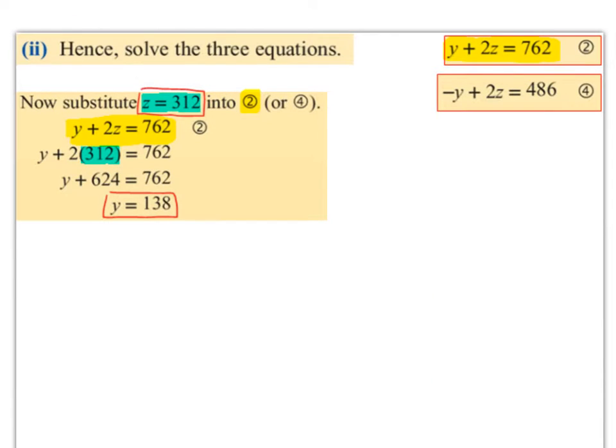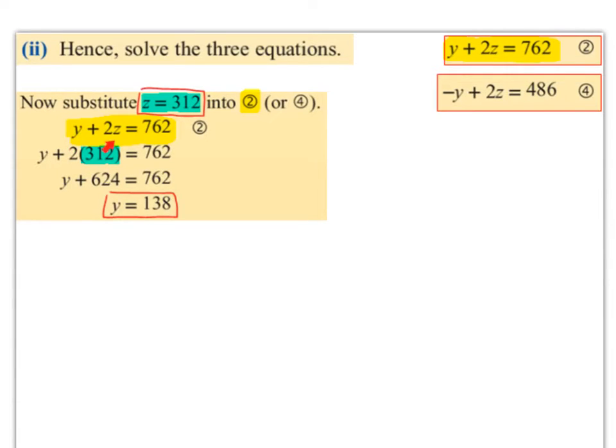Now we're going to substitute z equals 312 into equation 2 or equation 4 so that we can find y. So we're going to go with equation 2. So this is equation 2. So we're going to swap the z for a set of brackets and put 312 into it. But we could have gone with equation 4. We could have swapped that z for a set of brackets and again put 312 into it. But we're going to go with equation 2, but it doesn't matter which way you do it.